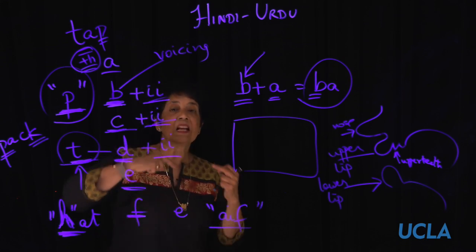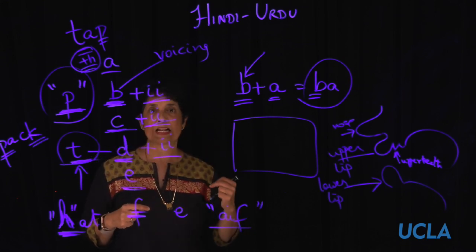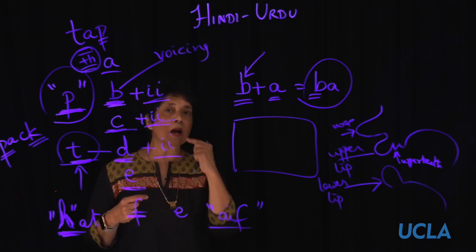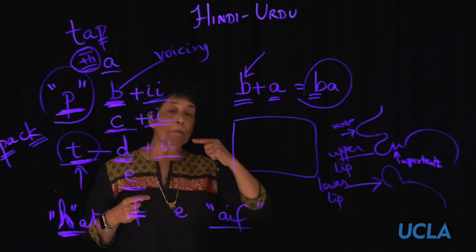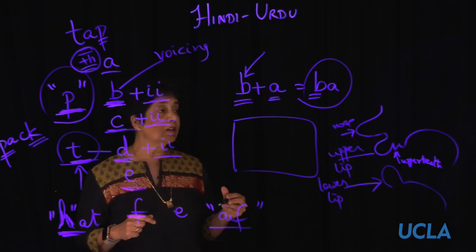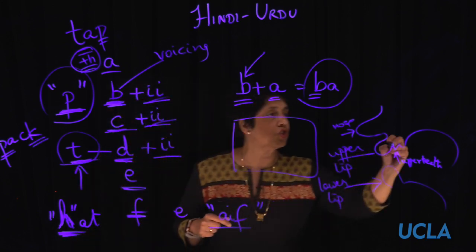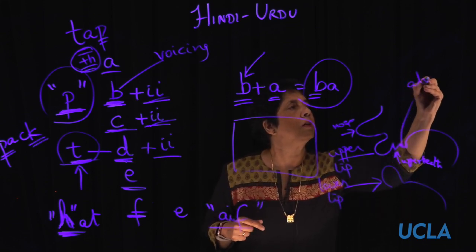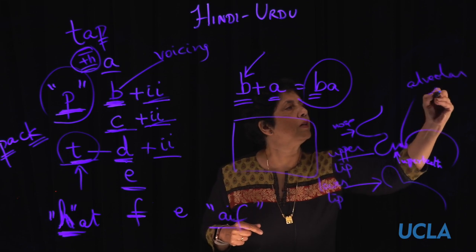And if you feel with your tongue behind your upper teeth, you'll feel a ridge. Just feel it. It's a bump. It's a hard bump behind your upper teeth. This is called the alveolar ridge.